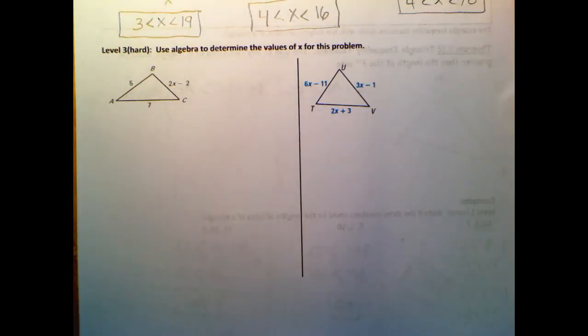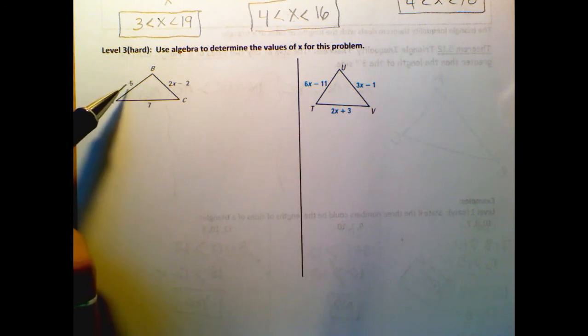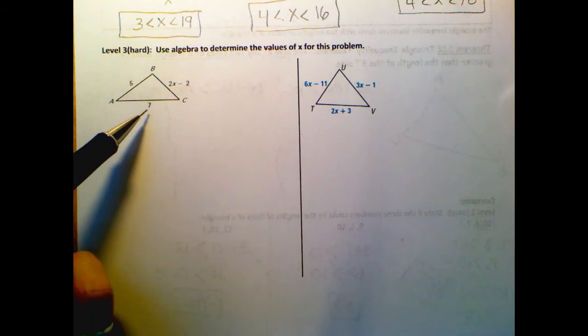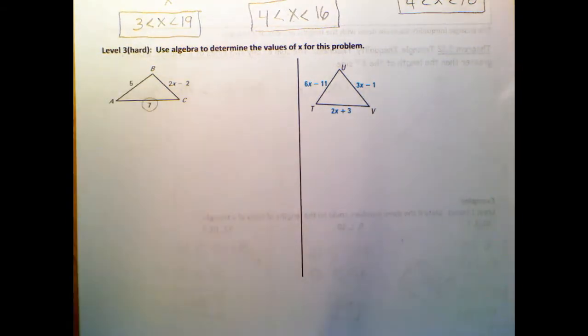Okay, two level 3 equations or inequalities. These are a little bit harder. So the first one here is the easier of the two because at least you have an actual side length for two of the sides. So we could still play that game, right? That maybe 7 is the longest side.